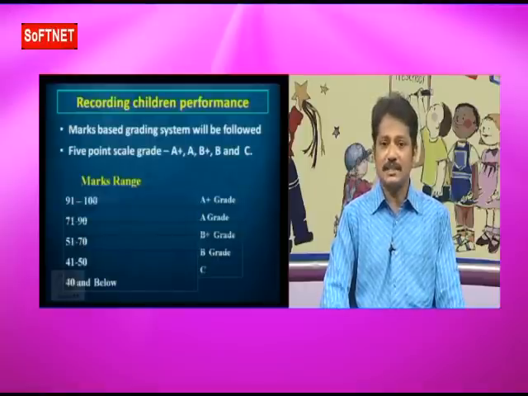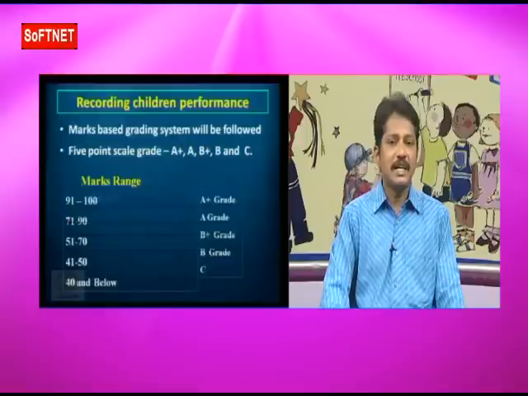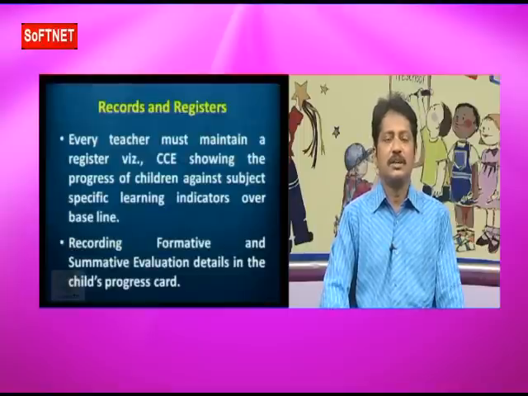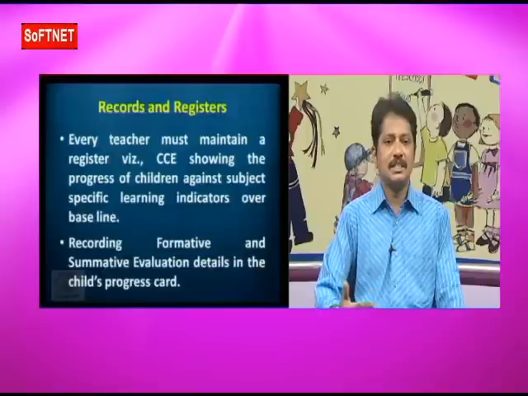Okay. So, I already said the weightages, and this is very important, the marks range is very important. 91 to 100 is A plus grade, 71 to 90 is A grade, 51 to 70 is B plus grade, 41 to 50 is B grade, and 40 is C grade. Recently this has changed, so in a particular range we will get A, B, C, D and E. E grade means a fail.